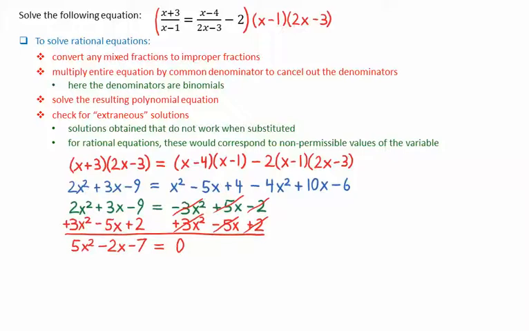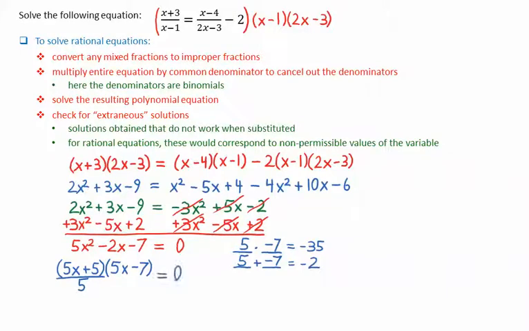At this point, we can factor if the resulting quadratic equation factors, or we can use the quadratic formula, or we can use the completing the square method. Because this one factors, I'm going to factor it. We look for numbers that multiply to give negative 35 and add to give negative 2. These numbers are 5 and negative 7. We can then write 5x plus 5 and 5x minus 7. And then we take the 5x plus 5 and divide it by 5. This is all equal to 0.